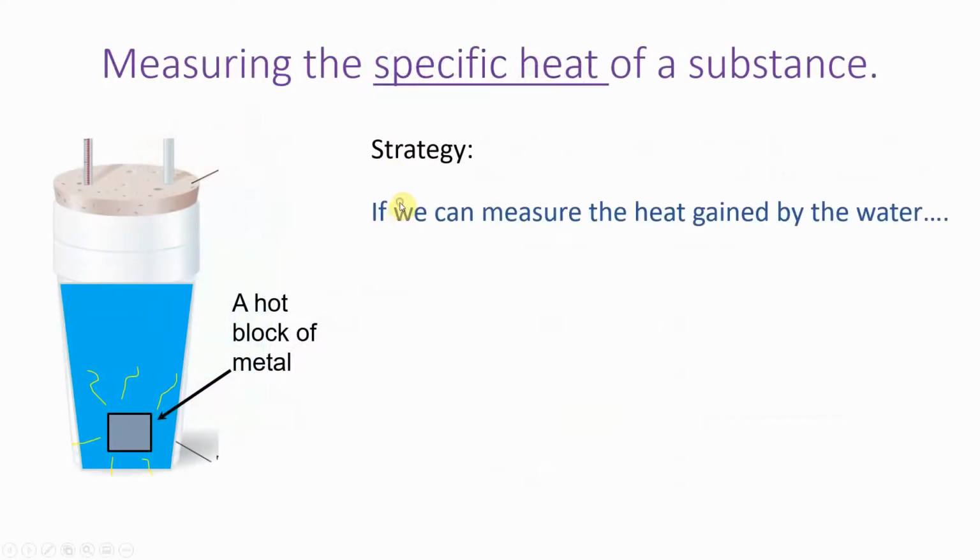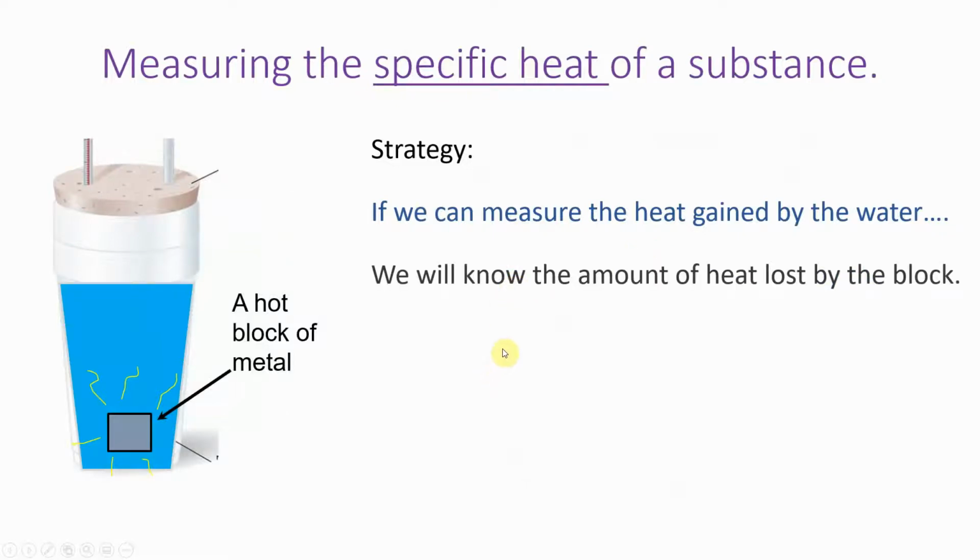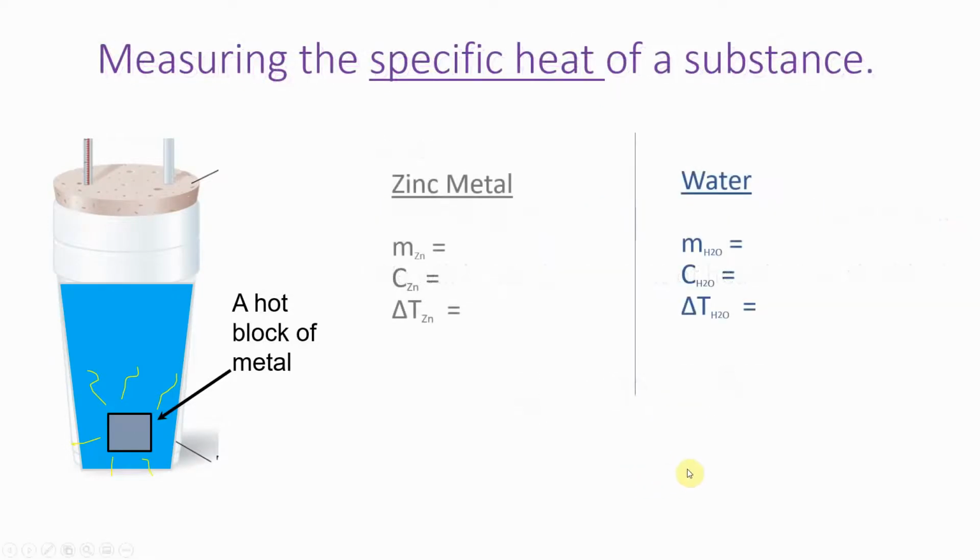Okay, so here's our strategy. If we can measure the heat gained by the water, we will know the amount of heat lost by the block. And if we know the amount of heat lost by the block, we will be able to calculate the specific heat of that block. So the way I always recommend that you do calorimetry problems is you divide your page up, divide it in half, and I want you to get an example like this in your notes.